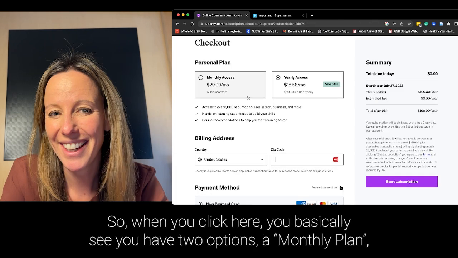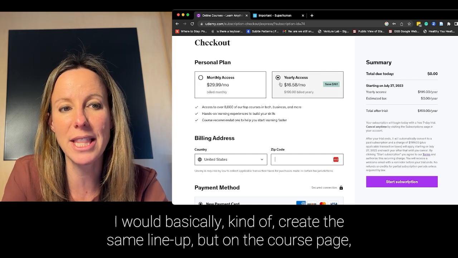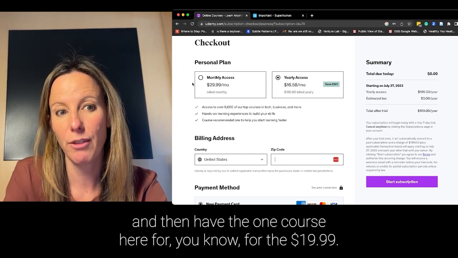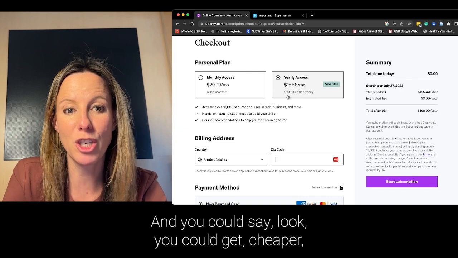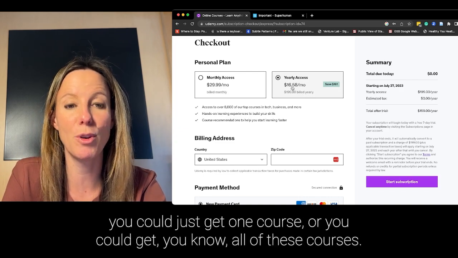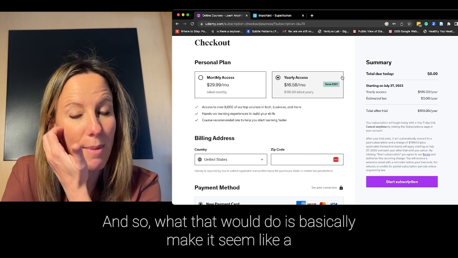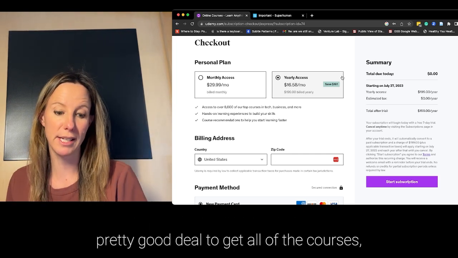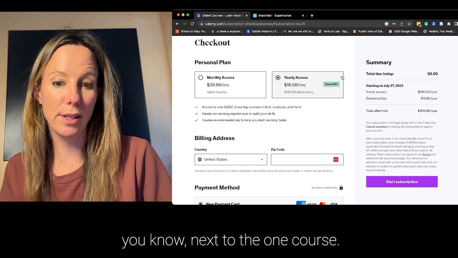Okay, so when you click here, you basically see you have 2 options, a monthly plan, $29.99, and a yearly access plan. And so if I were them, I would basically create this same lineup, but on the course page, and then have the 1 course here for the $19.99. And you could say, look, you could get cheaper, you could get this yearly access. You could just get 1 course, or you could get all of these courses. And so what that would do is basically make it seem like a pretty good deal to get all of the courses next to the 1 course.